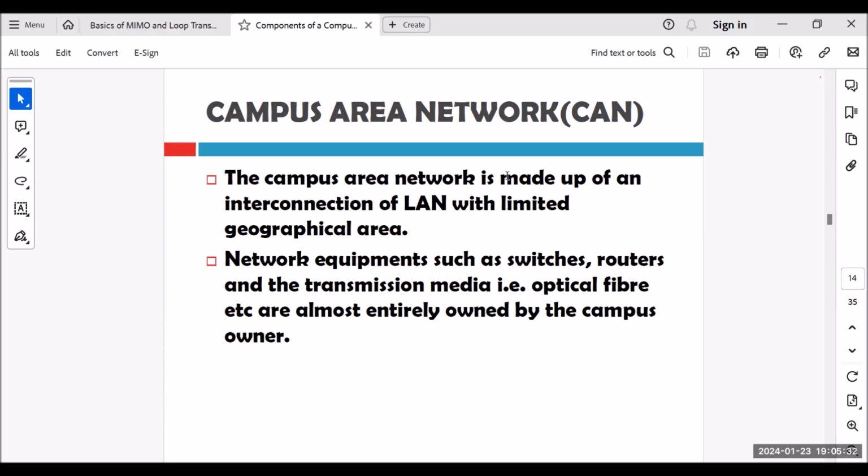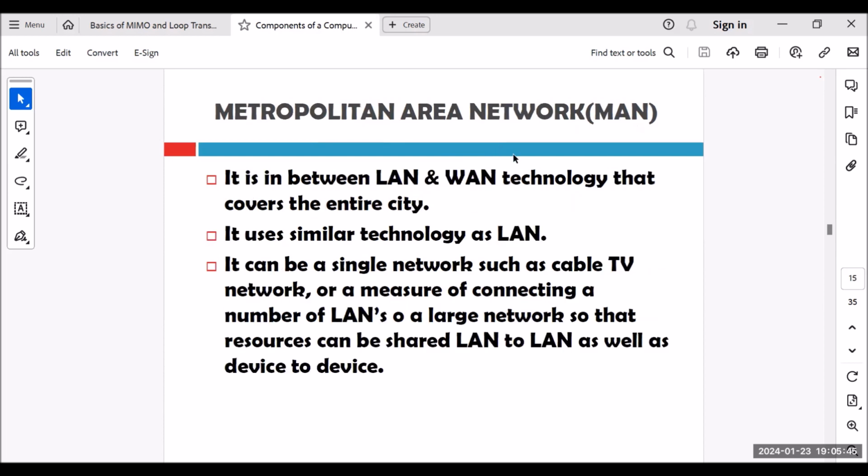The campus area network is an interconnection of LANs with limited geographical area. So it's not one LAN network. You can say multiple LANs owned by some campus makes a campus area network.